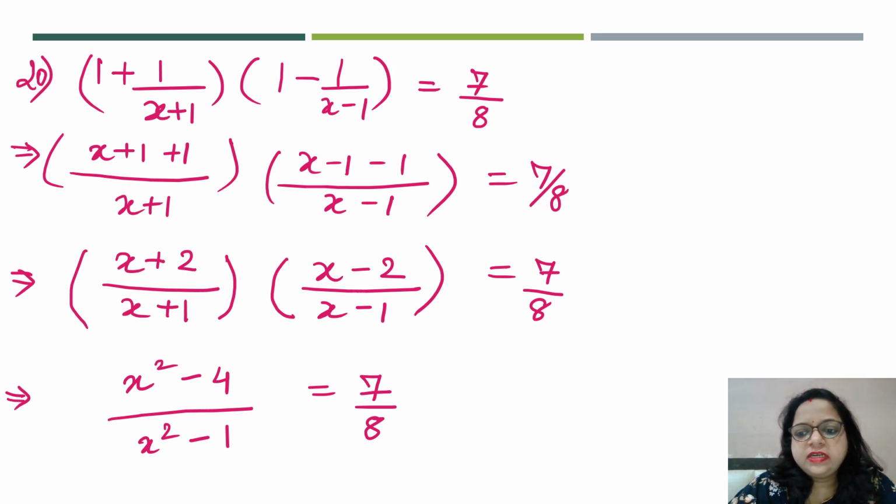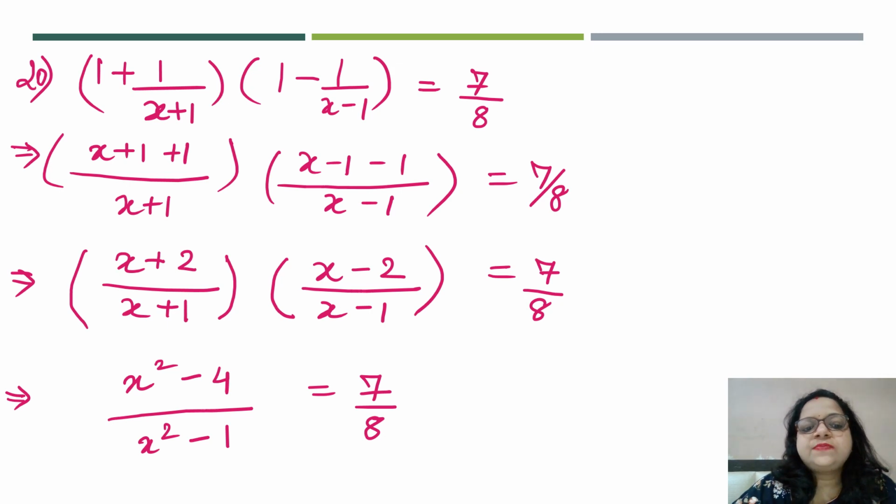Now, children, coming to the 20th question. 1 plus 1 upon x plus 1 into 1 minus 1 upon x minus 1 is equal to 7 by 8. Okay. So taking the LCM as x plus 1 for the first term, we get x plus 2 upon x plus 1, into, taking the LCM as x minus 1 for the second term, we get x minus 2 upon x minus 1, is equal to 7 by 8.